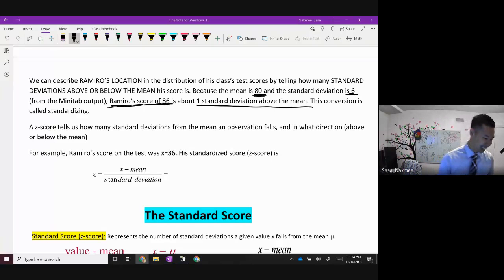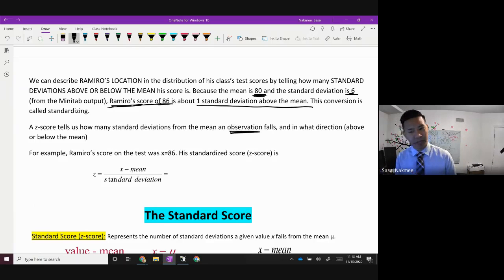All right, let's take a look at how we calculate the z-score. Like I said, the z-score tells us how many standard deviations from the mean an observation, or the data point that you're looking at, is away from the mean, either above or below. If your z-score is positive, that means you're above the mean. If your z-score is negative, that means you're below the mean. That's all it is. So let's take a look here.